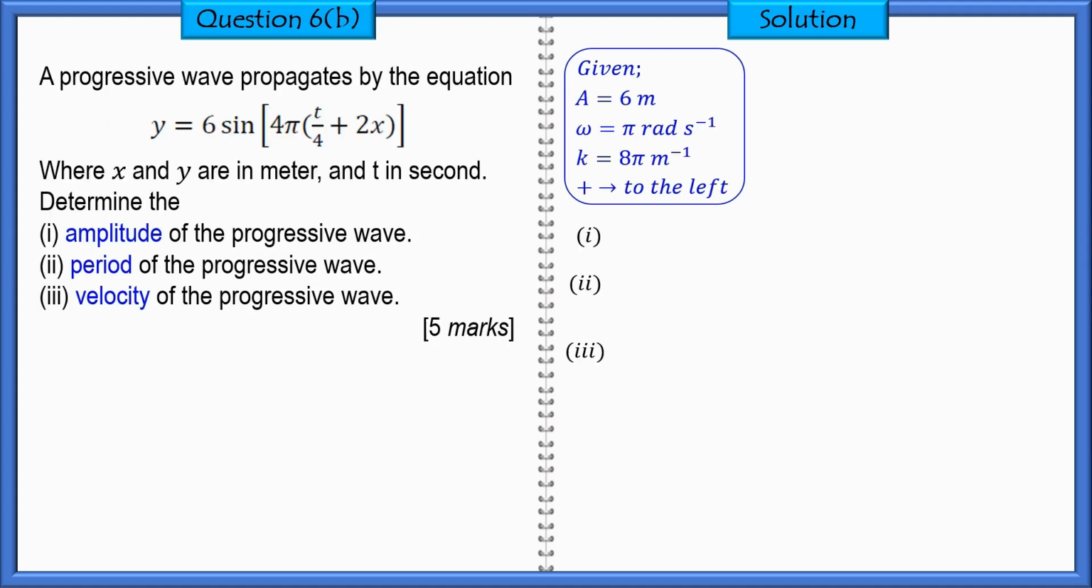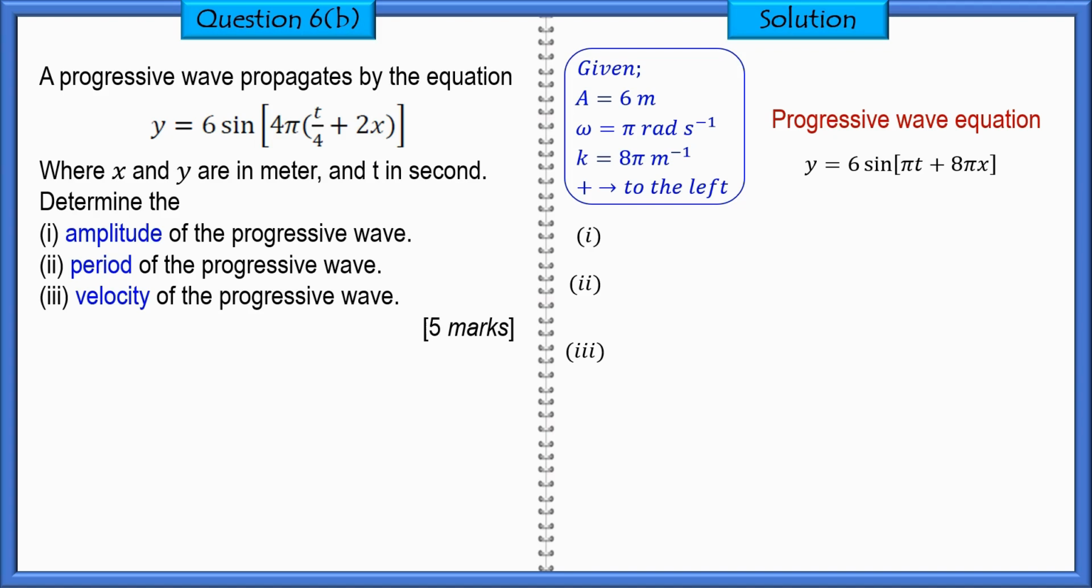Question 6b. A progressive wave propagates by the equation y is equal to 6 sine 4 pi (t over 4 plus 2x), where x and y are in meter and t is in second. Before we determine the values here, we need to expand the equation. So our progressive wave equation is actually equal to 6 sine (pi t plus 8 pi x).